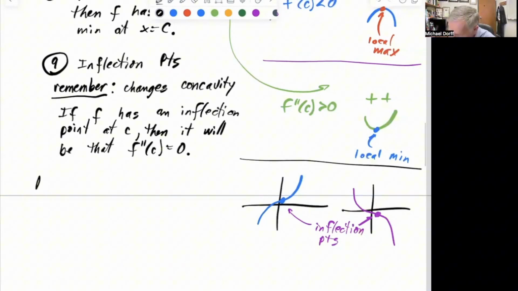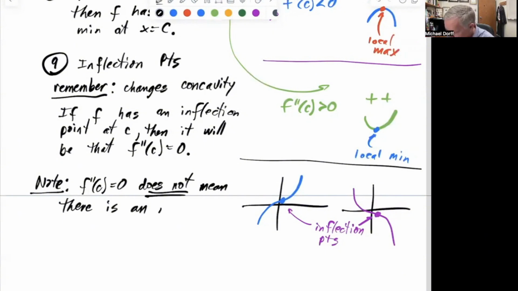Okay, notice here, the second derivative equaling 0 does not mean that we have an inflection point. So second derivative at c equaling 0 does not mean there is an inflection point at c. If there is an inflection point at c, then we will get the second derivative equal to 0. This is similar to what happened in the first derivative.